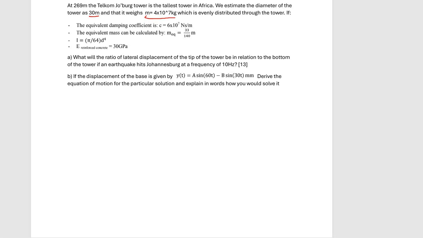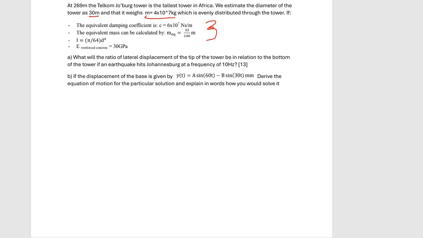And then we are supplied with some additional information, as can be seen there. Particularly, we have the equivalent damping coefficient, the equivalent mass, and we also have the elastic modulus as well as the moment of inertia for that particular tower. So the first question asks, what will be the ratio of the lateral displacement of the tip of the tower in relation to the bottom of the tower if an earthquake hits Joburg at a frequency of 10 hertz?